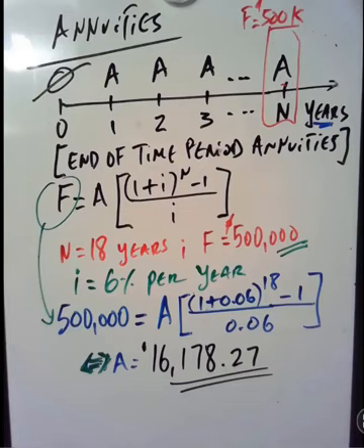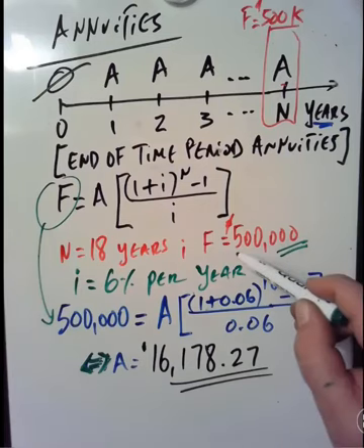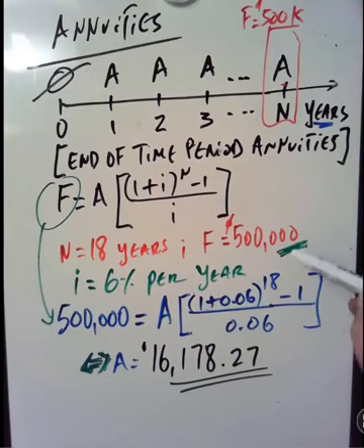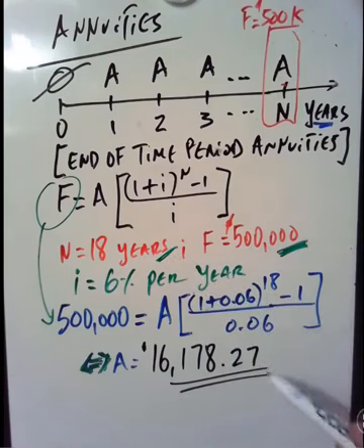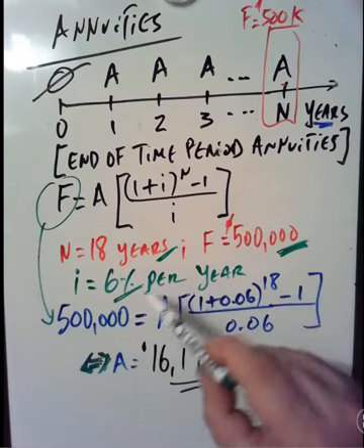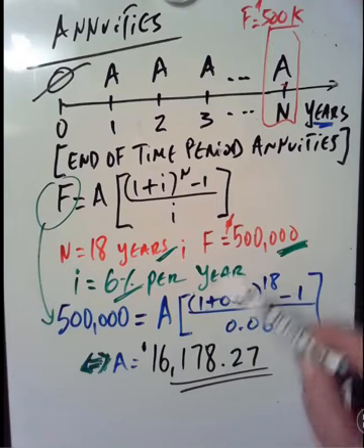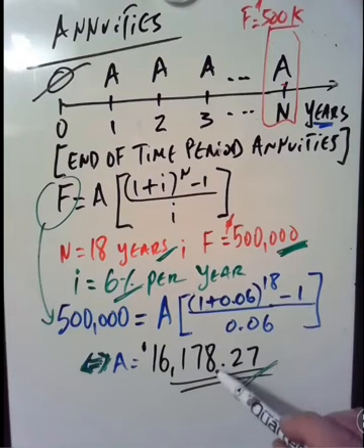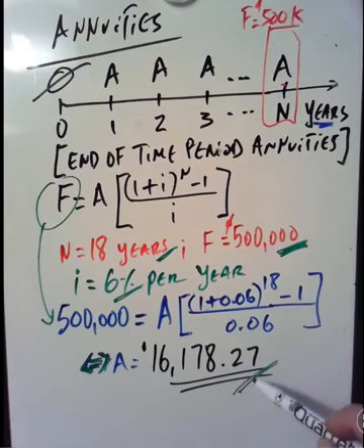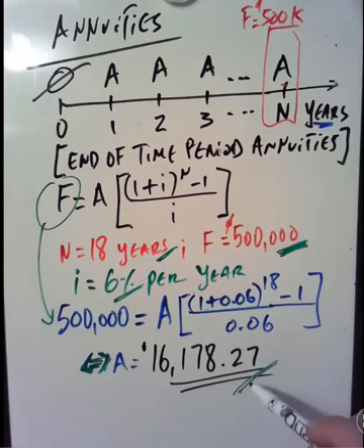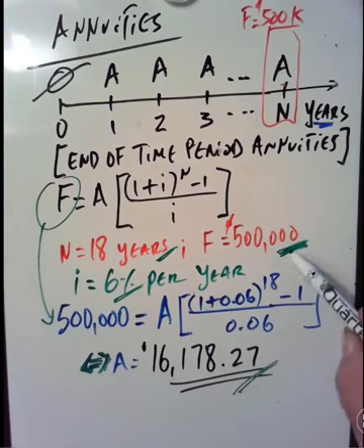So the question was, if I want to give my kid a $500,000 endowment for education 18 years from now, how much do I need to invest in this financial security that guarantees a locked 6% per year? The answer is $16,178.27 will have to be invested in this financial security every year in order to give this $500,000 endowment to your kid.